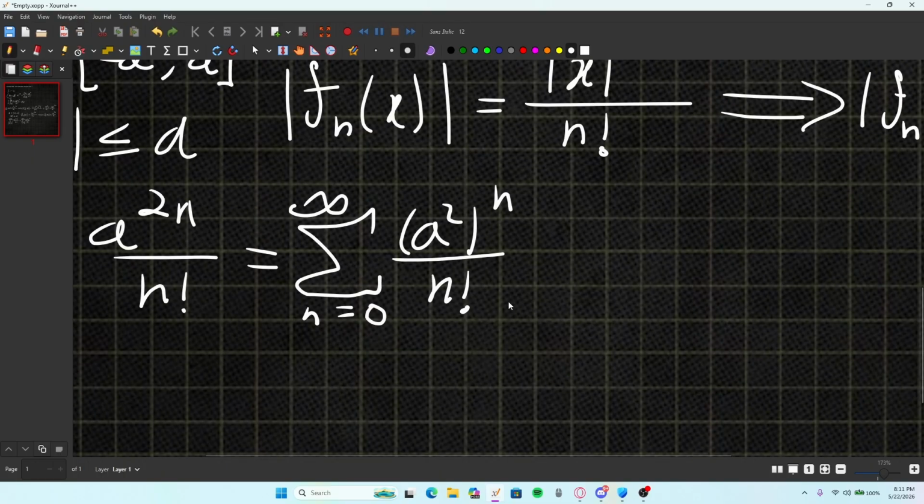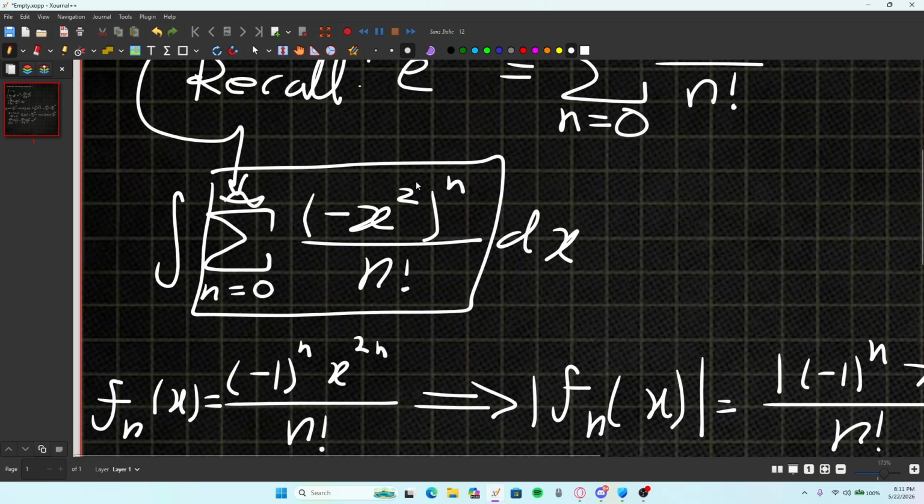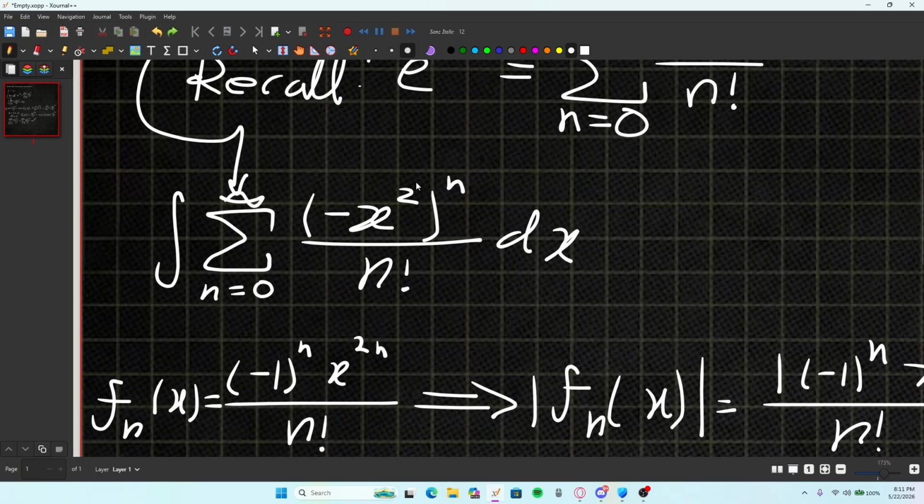That looks exactly like the expansion for e to the x. This is just e to the a squared. Therefore, this sum converges. Therefore, the sum we had in the beginning uniformly converges. There we go. We finally proved it. Gosh darn it. We can finally flip these two signs.